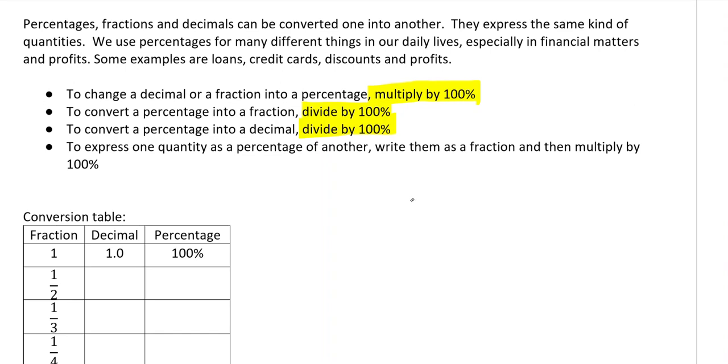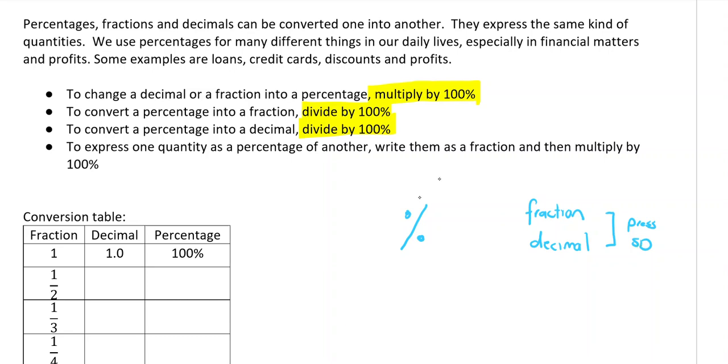So if you have a percentage, so it's my percentage sign, and over here we're going to have either a fraction or a decimal. Fractions and decimals are pretty much the same thing. The only thing you need to do to convert between those two things is press the SD button on your calculator. There's nothing else you have to times or divide by, just pressing the SD button on the calculator.